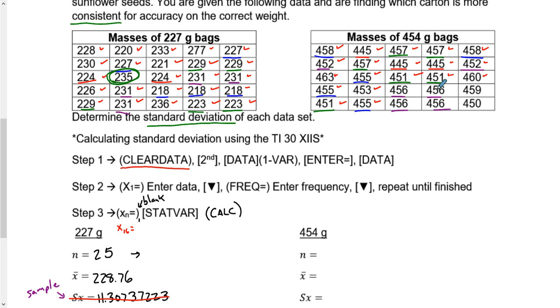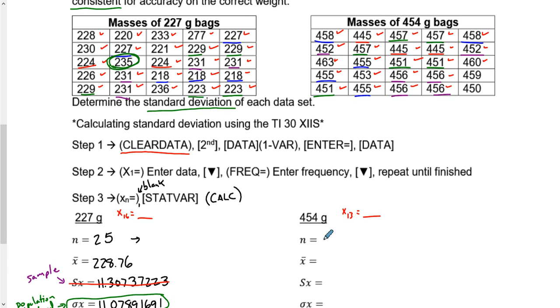And then 1, 2, 3, 4. Checked all the other ones. The last 2 ones that I have are 459, which is going to my X11, frequency of 1, and 450 going to X12. Press down. Make sure that I have the blank screen. So on X13 in this one, make sure it's blank. Then I press my stat variable. Fantastic. I have 25 data values.